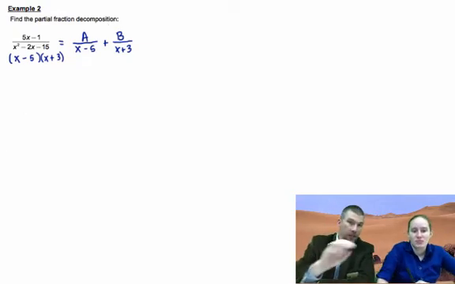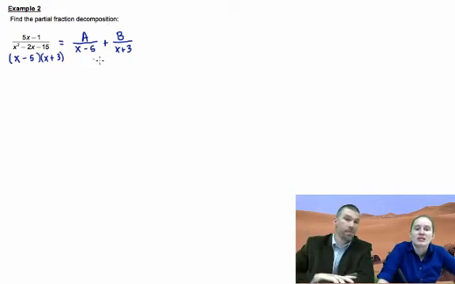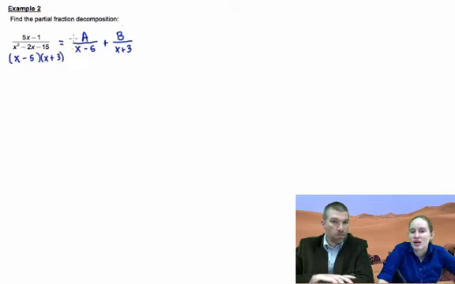Now, each factor has its own fraction. Now, we're going to pretend like we're trying to get common denominators on this side. The way you get common denominators, this is x minus 5, and we're trying to basically get back to this denominator. So what is it missing? It's missing x plus 3. So we're going to multiply the top and the bottom by x plus 3.